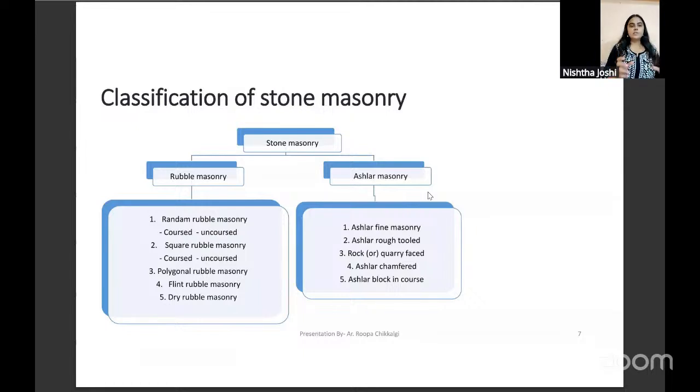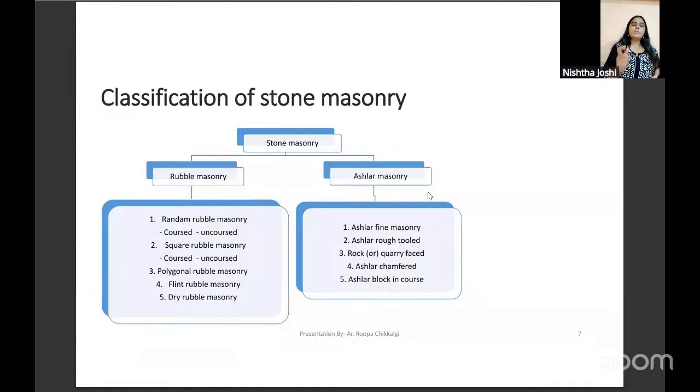When you listen to these words, they might sound very new and maybe strange as well, but they are actually very simple. In very layman terms, if I tell you, rubble masonry is something that is done with unpolished or very less pressed or less polished stones. Rubble masonry is slightly more unorganized comparatively if you compare it with ashlar masonry.